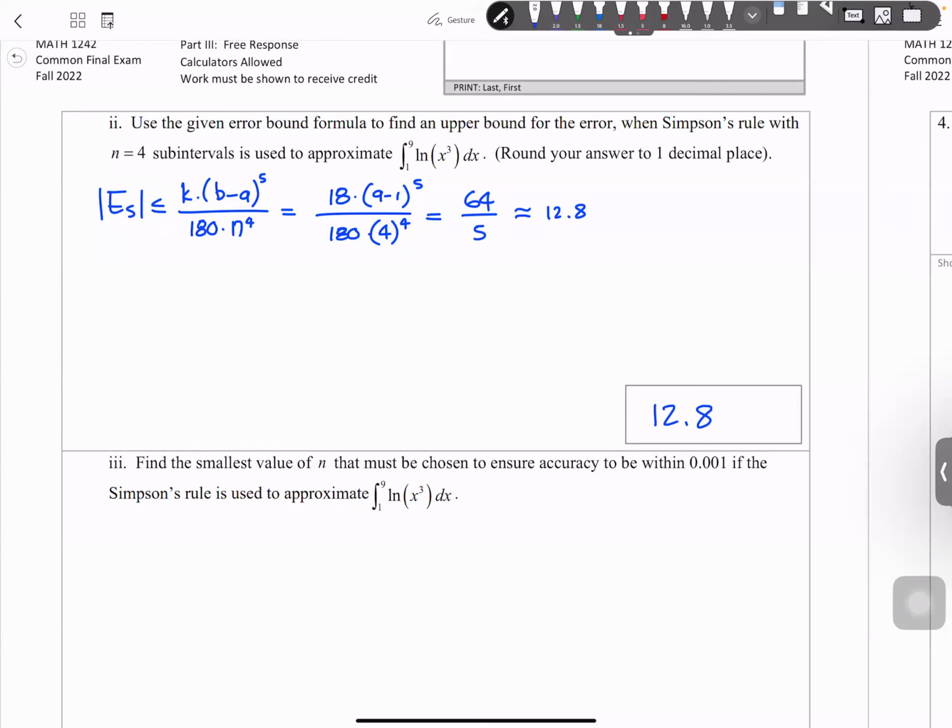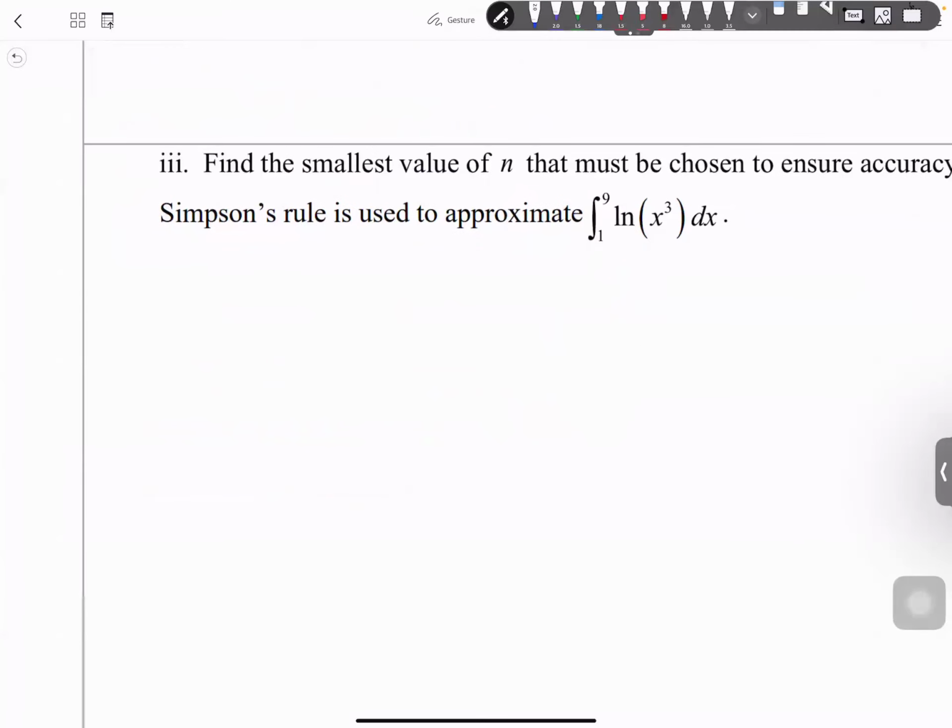Part 3 here says, find the smallest value of n that must be chosen to ensure accuracy to within 0.001 if Simpson's rule is used to approximate this interval. All right. So now instead of knowing what n is, we know what we want our error to be. How should we choose n? So we're going to have to rewrite our formula. So again, error of Simpson's is less than or equal to K times (B minus A) to the power 5 over 180 n to the power 4.